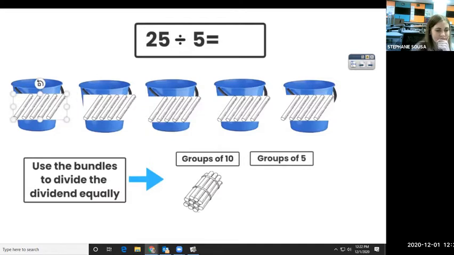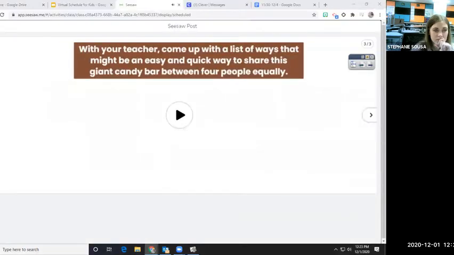All right, so we used all our groups of 5. Let's make sure we have 25 that we've used all together. So we've got 5, 10, 15, 20, 25. Okay, and that matches our dividend of 25. So as we can see, we put 5 in each one of the buckets. So that means our quotient is 5. 25 sticks all together divided into 5 buckets means that there's going to be 5 in each bucket.